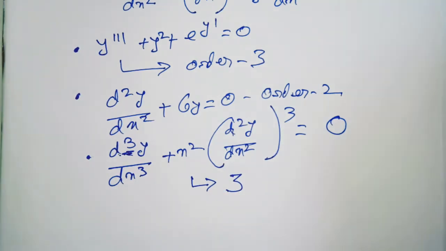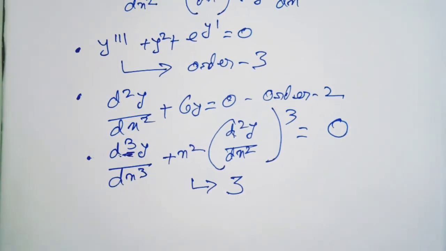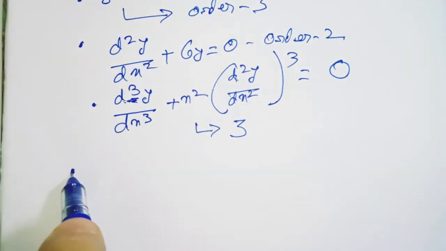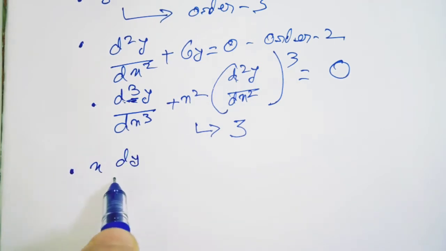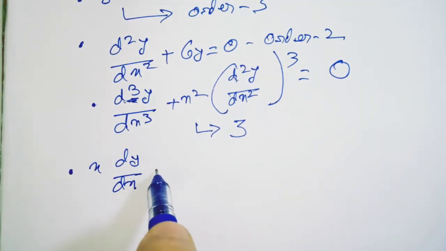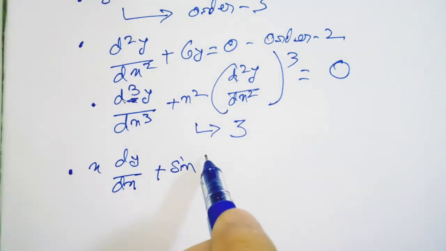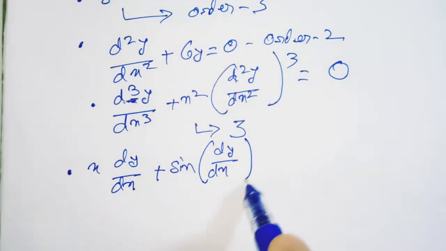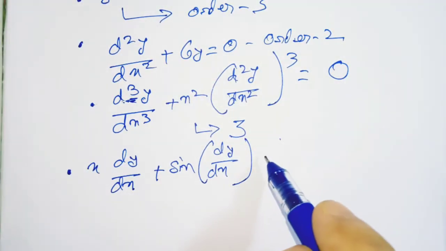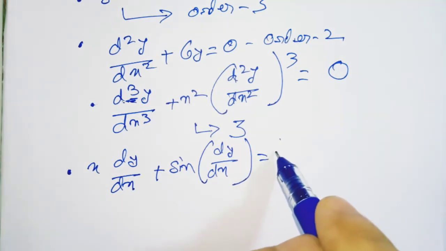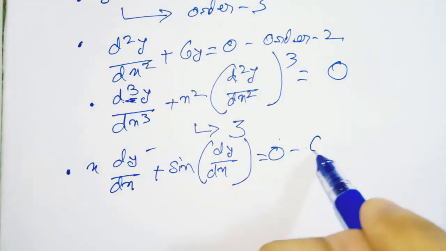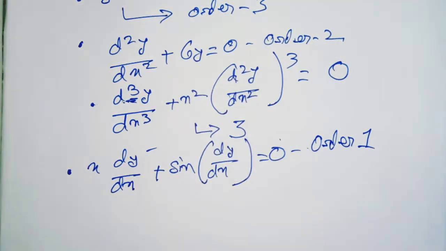Using that, we can look at a few further examples which will make things easier. Let us see another example: x dy/dx plus sine of dy/dx equals 0. Although, I will tell you later, this is not the right way in which you can get the partial equation. So what is the order? It is this one, so the order is 1, right?